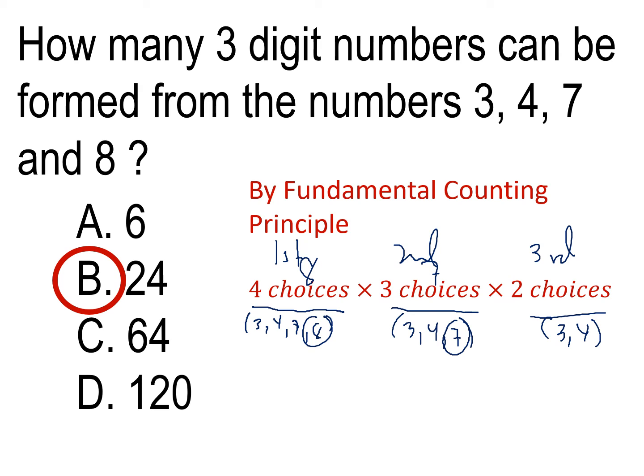So, in other words, we have 4 choices sa first digit, 3 choices doon sa second digit, and then 2 choices na lang sa third digit. So, ang gagawin lang natin doon is to multiply. 4 times 3 times 2 is equal to 24. That is our final answer.